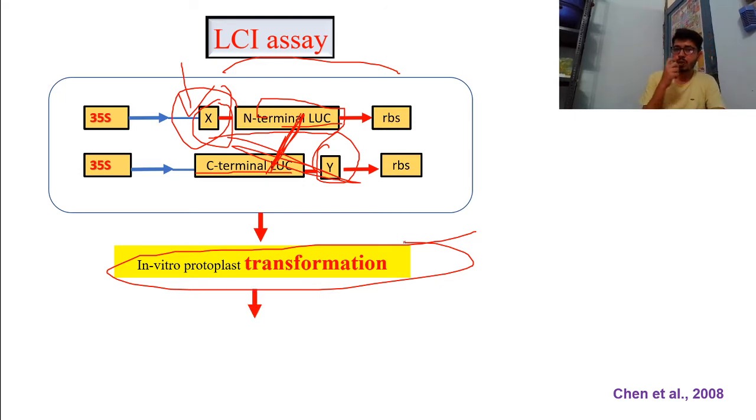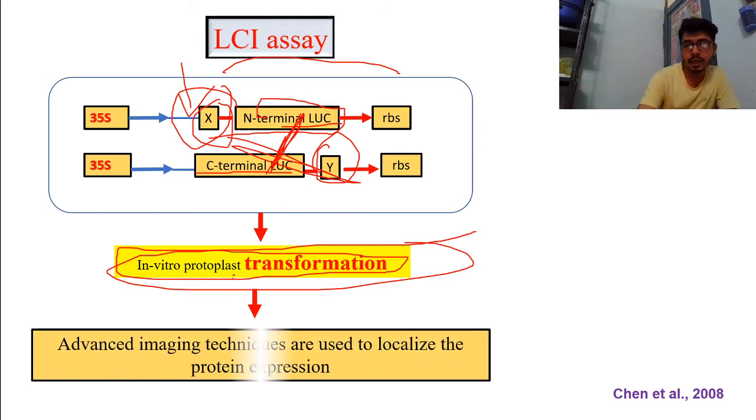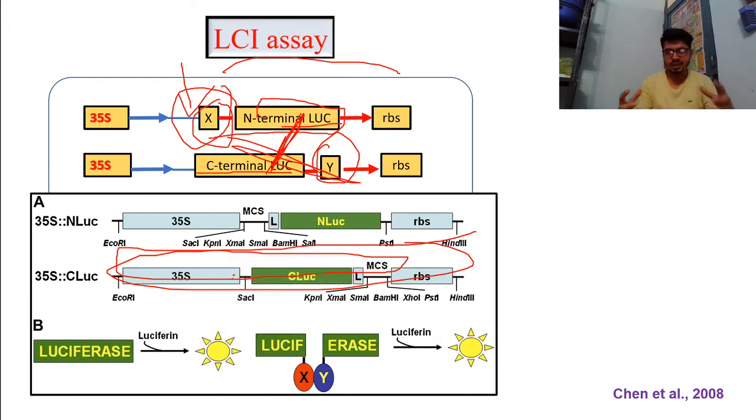Protoplast transformation is not really a stable transformation. Stable transformation means the trait is inherited from one generation to the next generation. But here you are isolating protoplasts, and in that protoplast you are doing some sort of interaction study. If these two interacting partners, X and Y, are able to interact with each other, then fluorescence will come up. So this is all about LCI.